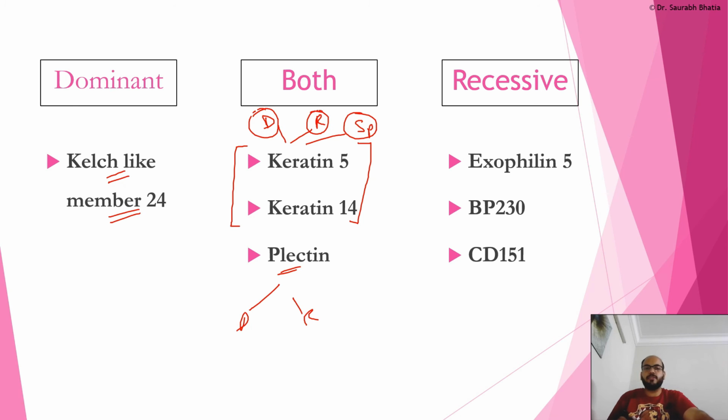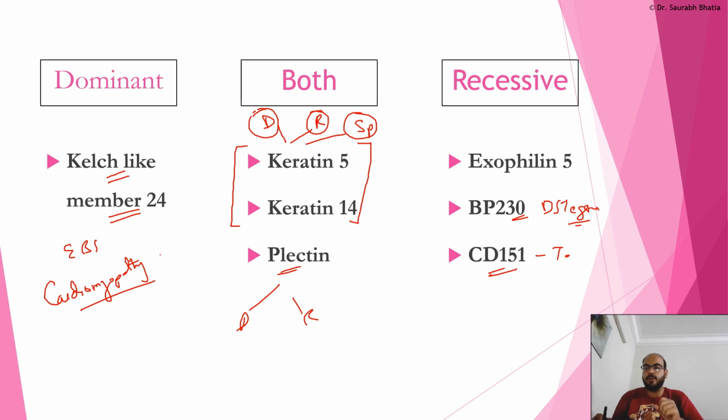Kelch-like member 24, which is seen in EBS with cardiomyopathy, is transmitted as dominant. Clear? Let me write cardiomyopathy properly. EBS with cardiomyopathy is dominantly transmitted. Mutations in Exophilin-5, BP230, which is the DST gene, and CD151, which encodes for tetraspanin, are all recessively transmitted. So you can just have a look at this slide.